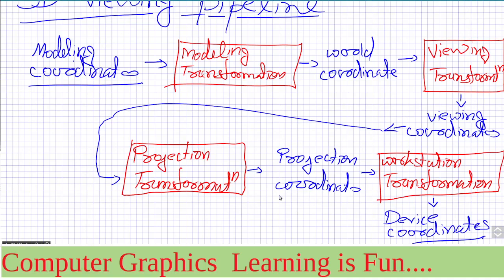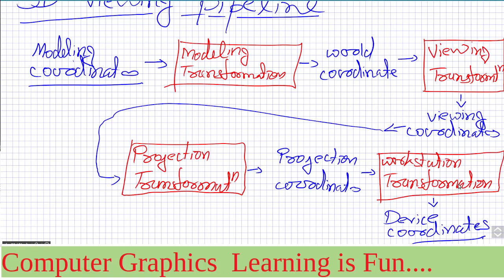Why are we doing this? To make the object more visible, I should say more realistic and helpful in some of the cases, for understanding the design or the model. Okay, and then we perform the workstation transformation and get the device coordinates.